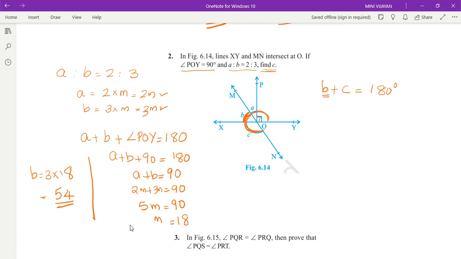Then substitute the value of B in this equation. 54 plus C is equal to 180, and C is equal to 180 minus 54, which is equal to 126. So angle C is 126. Clear? Hope you understood this question.